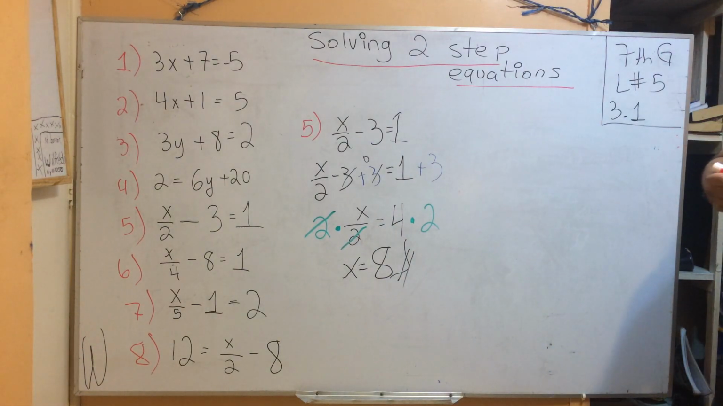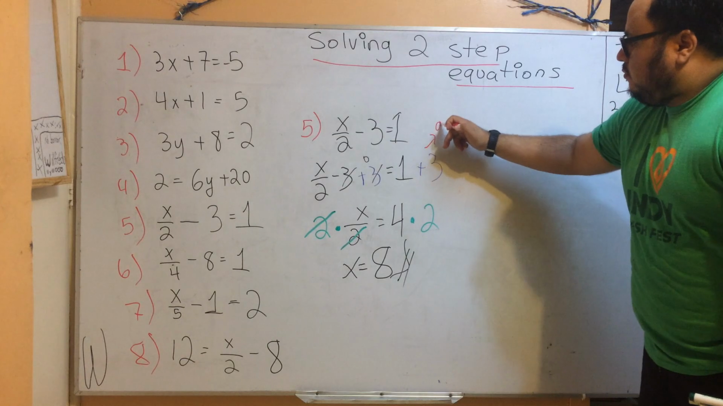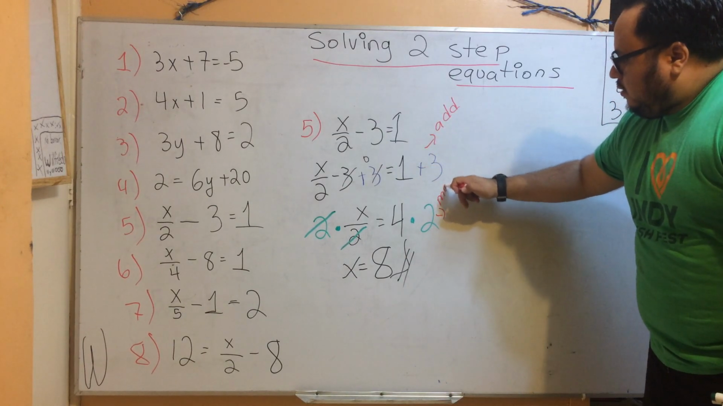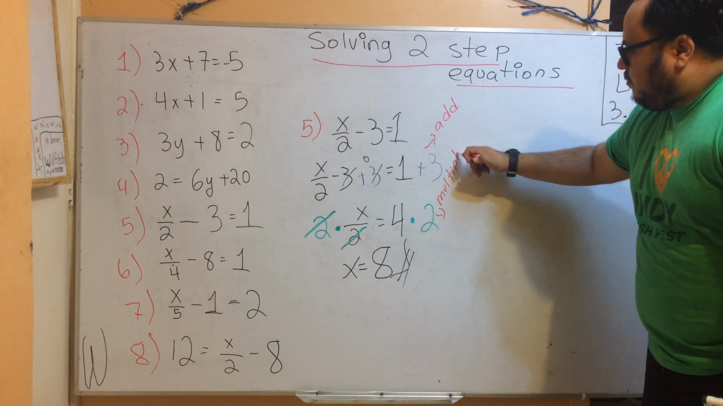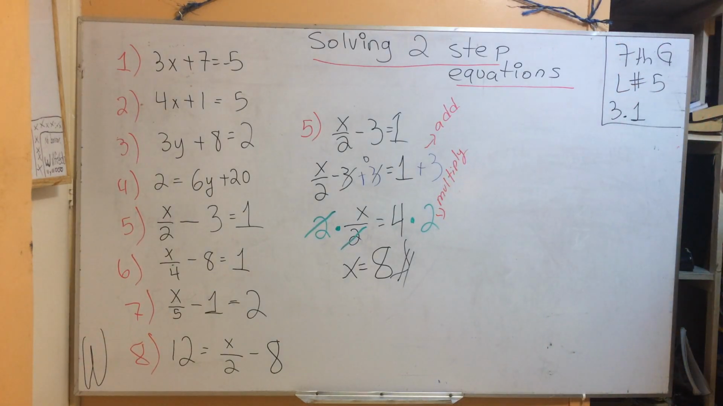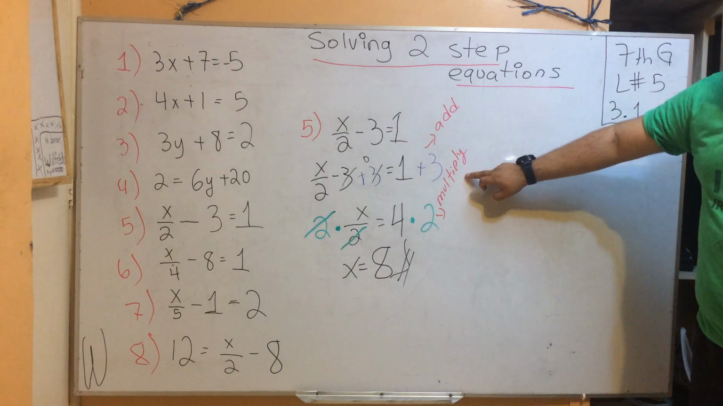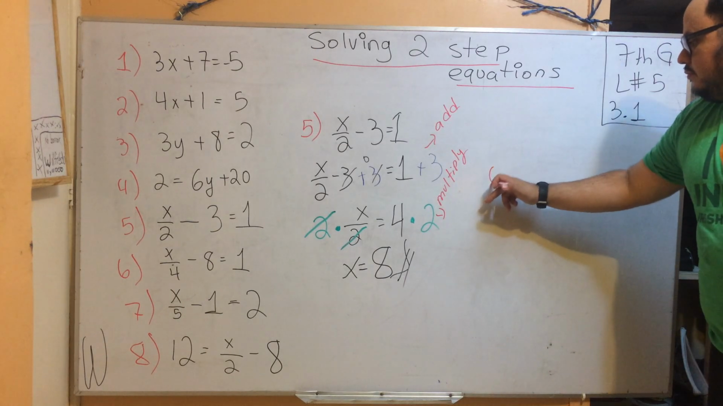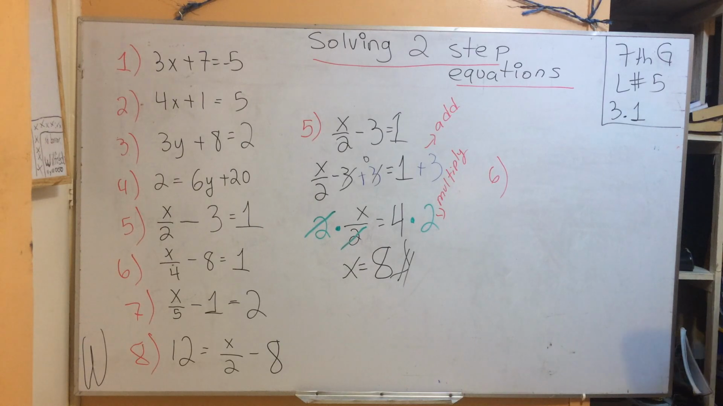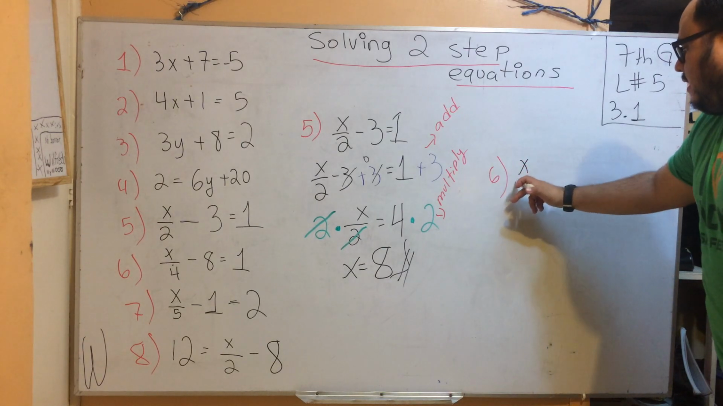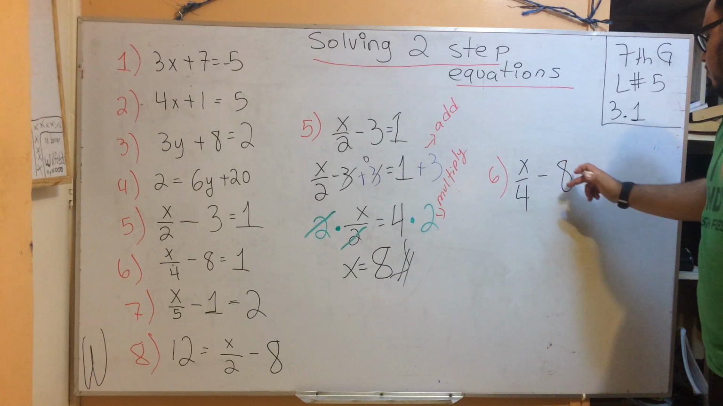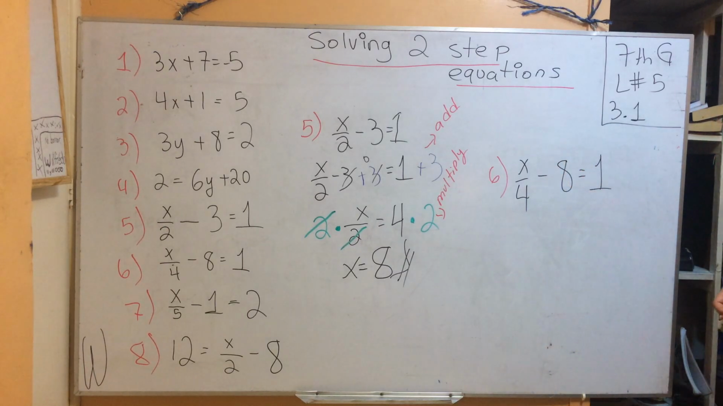What did we do? What are the 2 steps? Here we add, and here we multiply. Those are the 2 steps that we're looking for. First we add, then we multiply. Let's work on number 6. Number 6 says x divided by 4 minus 8 equals 1.